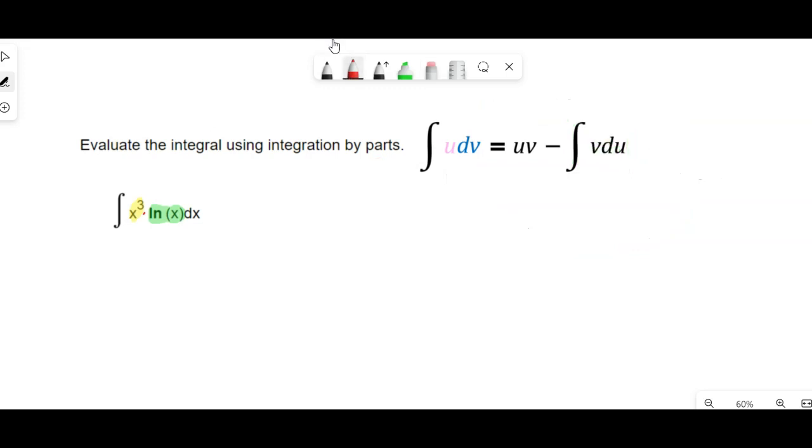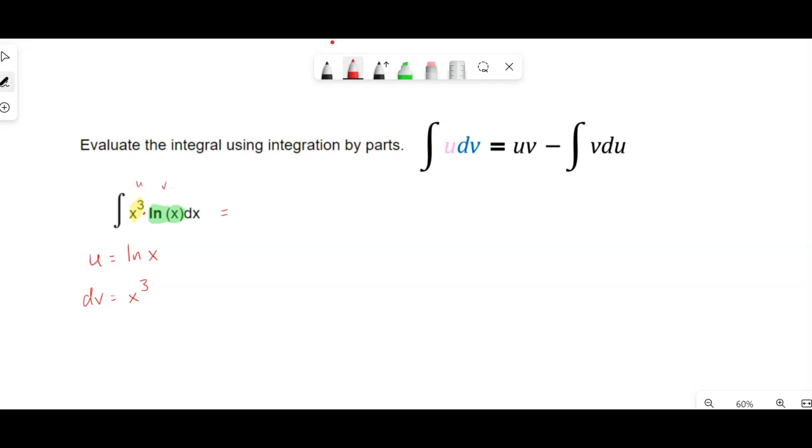All right, so the first thing with parts is always declare what's u and what's dv. Now, there's a hierarchy that you'll see in your notes this week of what is a good idea for u and what's a good idea for dv. Anytime that log is present, you want log to be your u function, and then dv would be x cubed dx. So in my setup, that's my u and dv. Next thing is du and v.